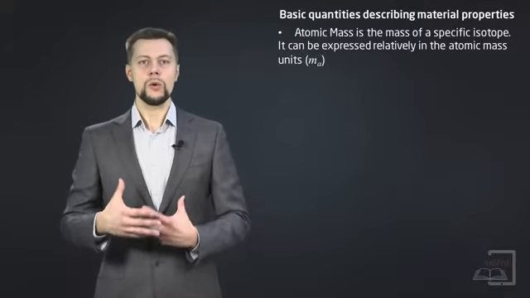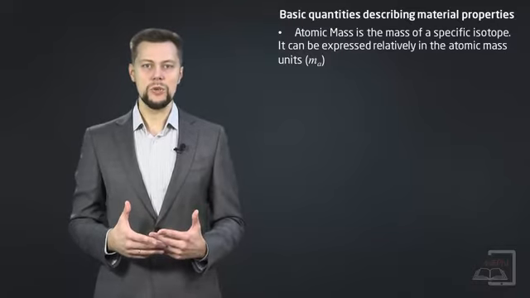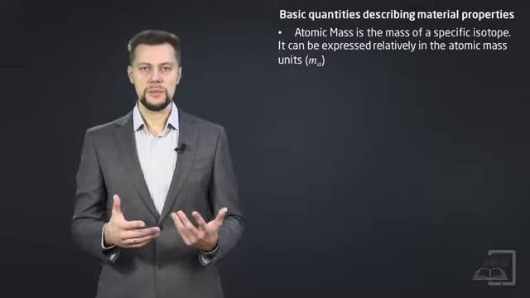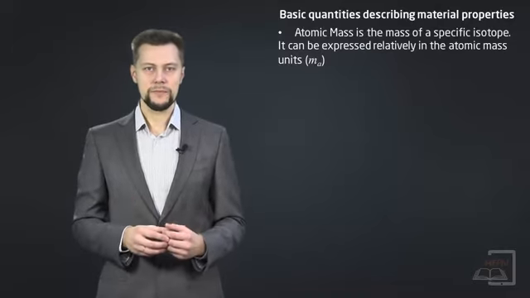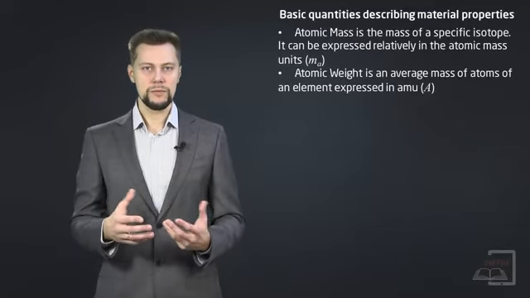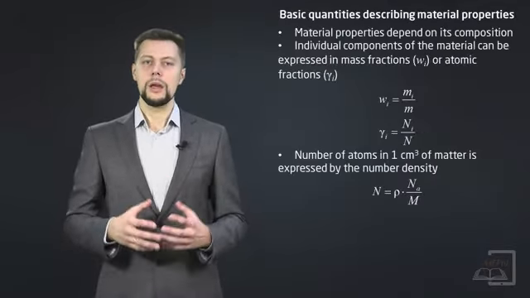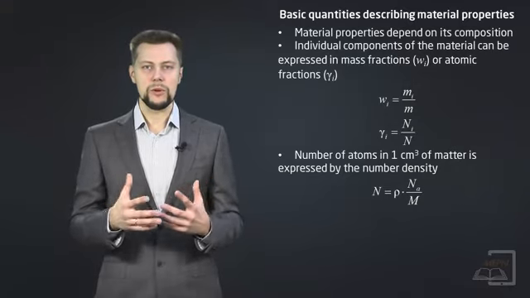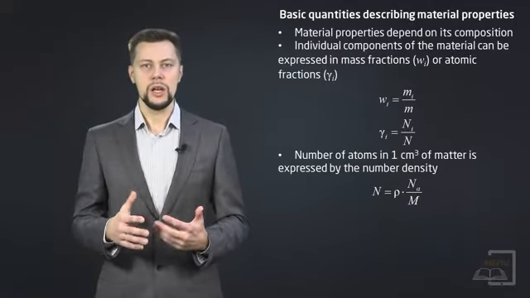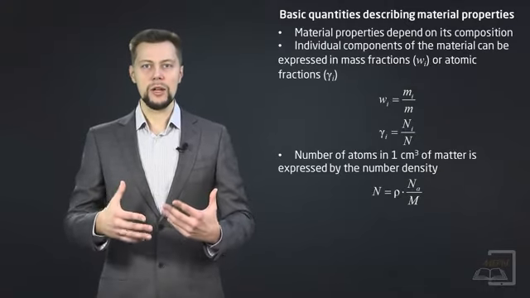We need to know the quantity of nuclei in the medium. To define the quantities describing material properties, we use the following. The atomic mass is the mass of a specific isotope, expressed relatively in atomic mass units. Mass weight is the average mass of the atoms of the element expressed in mu, and the molar mass is the mass of 1 mole of substance. It's important to determine the quantity of atoms per unit volume, designated as capital N. By definition, it is the weight density of the substance multiplied by the Avogadro number and divided by the molar mass of the molecule of the substance.